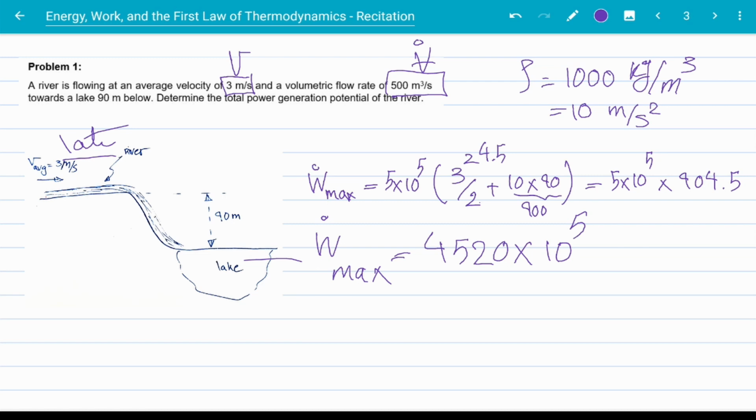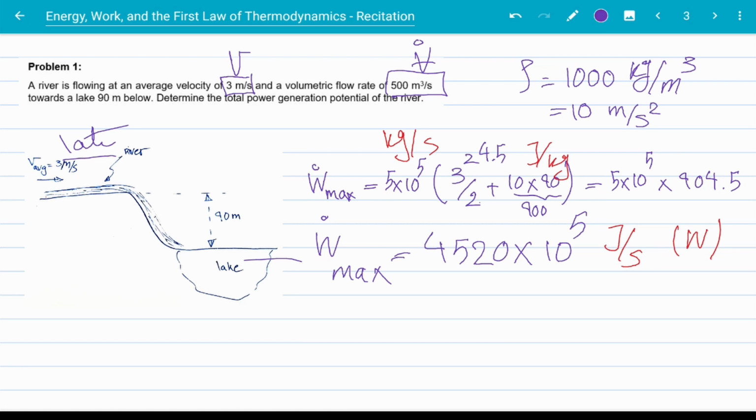Now about the units, be very careful. The units for potential and kinetic energies, the way that we have written them, are joules per kilogram. So these guys are joules per kilogram, while the mass flow rate is kilograms per second. So multiplying these two, the number that you get is joules per second or watts.